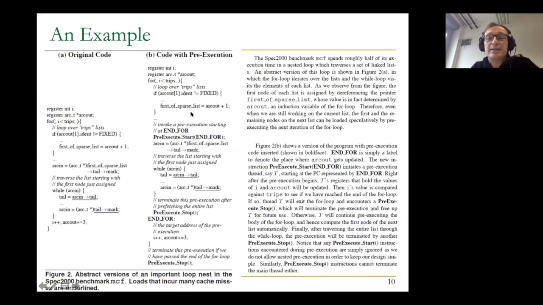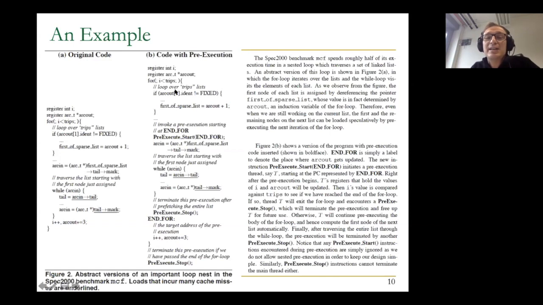Basically, the paper shows that you can pre-execute the while loop for the next iteration of the for loop. While the main thread is operating on one iteration of this for loop, we'll launch a pre-execution thread for the next iteration of the for loop, which will essentially execute the next while loop completely and hopefully prefetch the data that is touched by that while loop. And when the main thread comes to the next iteration of the for loop, hopefully all of the data over here is already prefetched. That's the idea, basically.